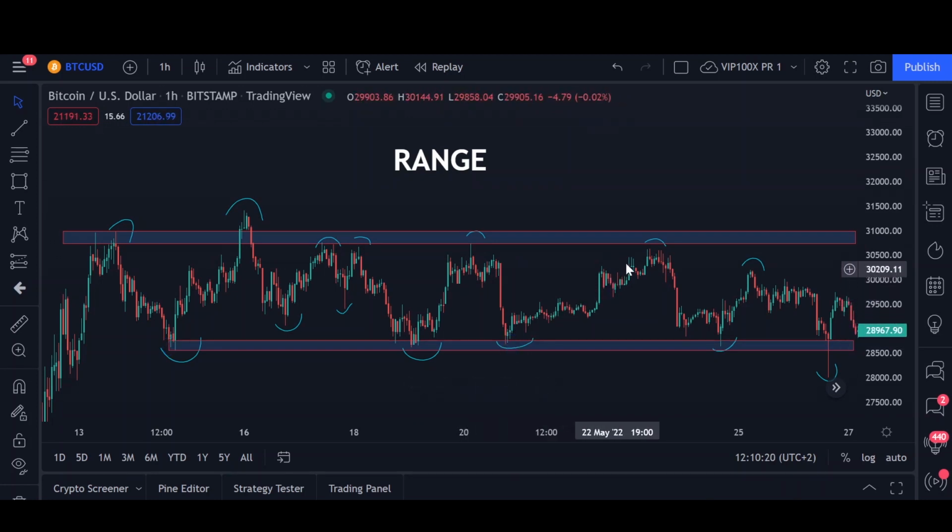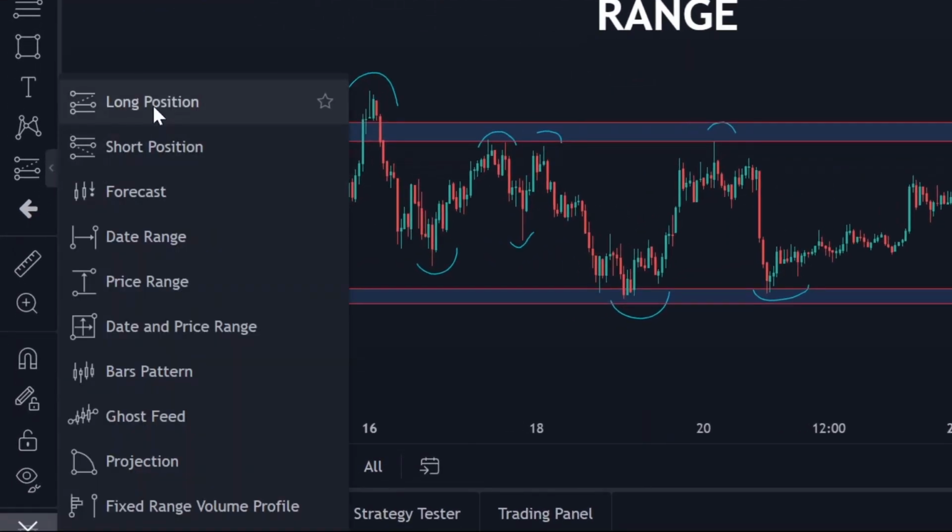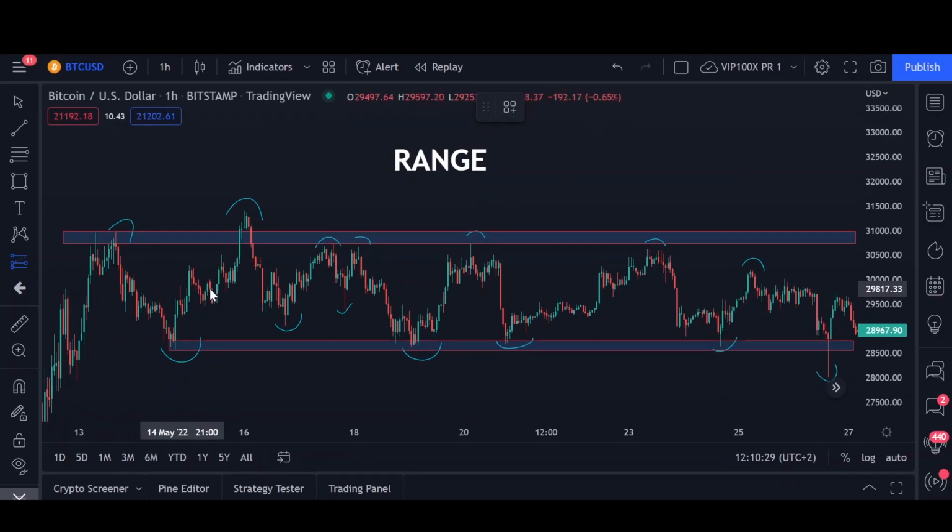So what do we do now? We go to the left bar to calculate the risk to reward ratio of the trade. We click on long position, and before the possible entry candle forms, we anticipate it and calculate the entry, exit and position size of the trade.